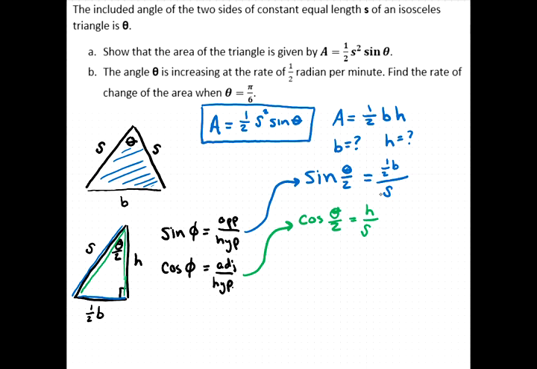We could isolate the b and we could isolate the h. So in the first equation, we multiply both sides by s, and we multiply both sides by 2, we'll get 2 times s times the sine of theta over 2 equals b. And if we take the second equation and we multiply both sides by s, we'll get s times the cosine of theta over 2 is equal to h.